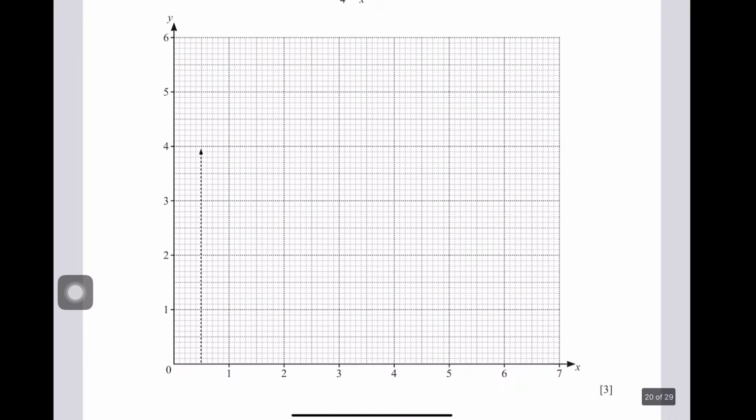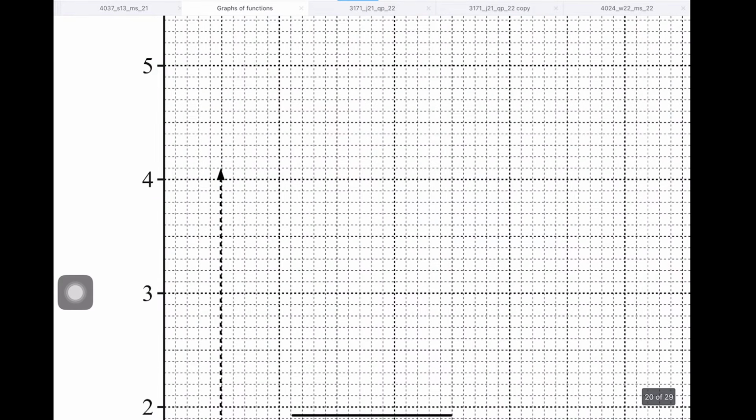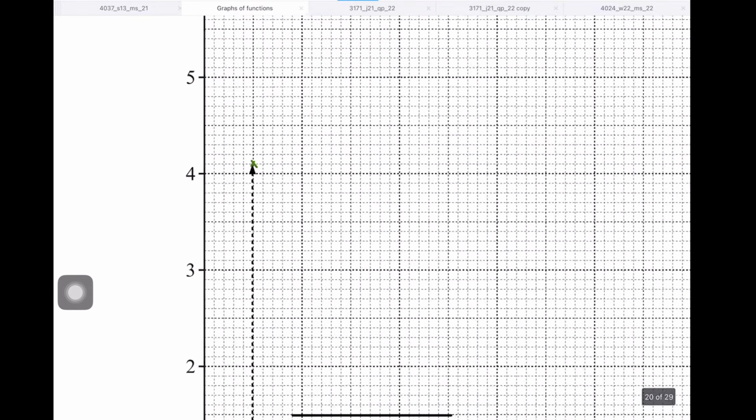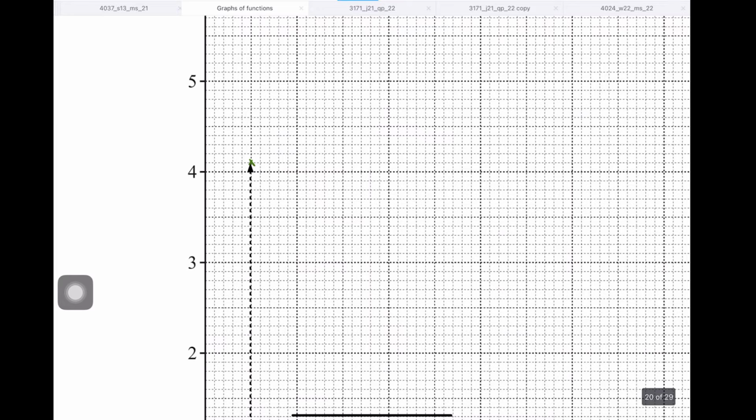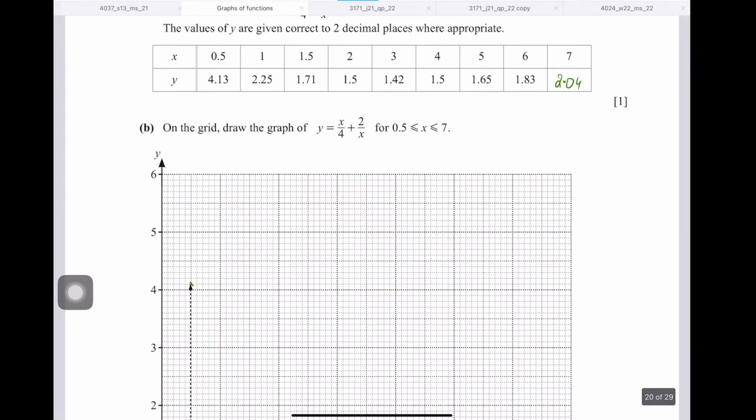So here's 0.5 and 4.13. Here's 4. This is 4.1. Now for 4.13, we'll have to compromise a bit. We'll have to go with 4.1. Had it been 4.15, we would have marked it in between 4.1 and 4.2. But for 4.13, what can we do now?